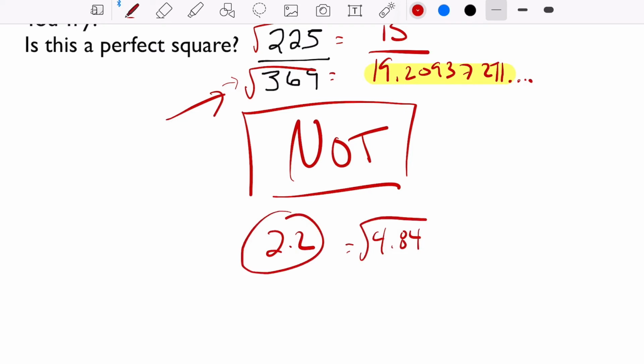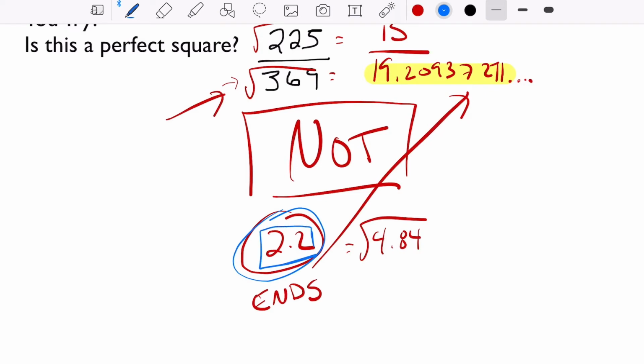You'll notice how this number ends, and it doesn't go on and on like this number right here. So when a number ends, and even when the decimal just stops, then you know that this can also be a perfect square. That's just something to note.